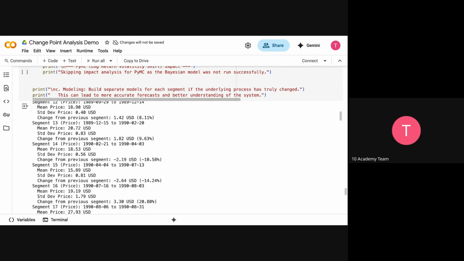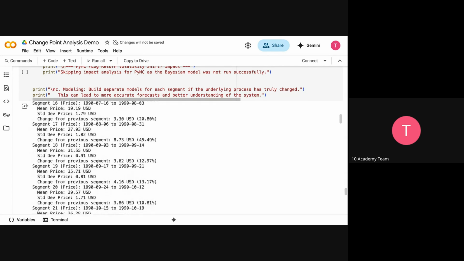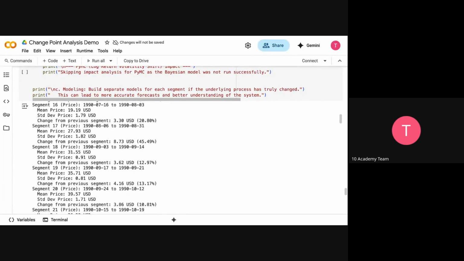So this is what I was talking about earlier, Nuriye. So here from this point, you can just see what happened that affected it to be this. So here you can see there is a big jump from $19 to $27. So there is a big jump from the previous segment. So you can identify what happened there that triggered it and so on.